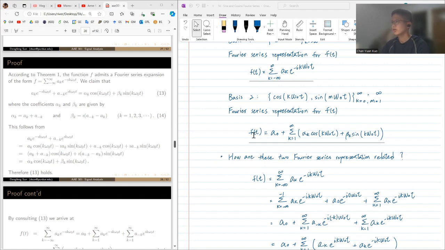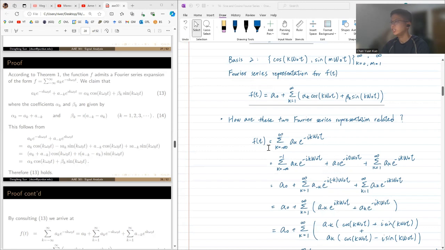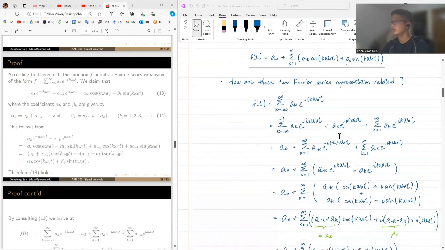We will start with the Fourier series representation. f(t) equals the summation of a_k times e to the negative i k omega naught t, and k is from negative infinity to infinity. So this summation can be broken down into three parts: the summation of negative k's, a naught, and the summation of positive k's. Here we will move the term associated with a naught to the front. You see that e to the negative i 0 omega naught t is actually just 1, so here we are left with a naught.